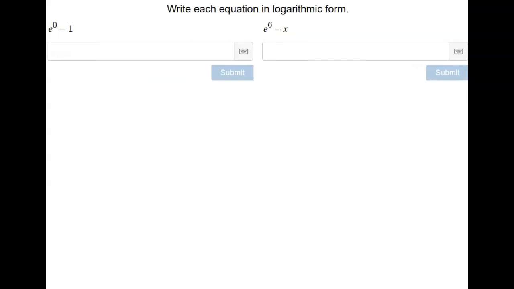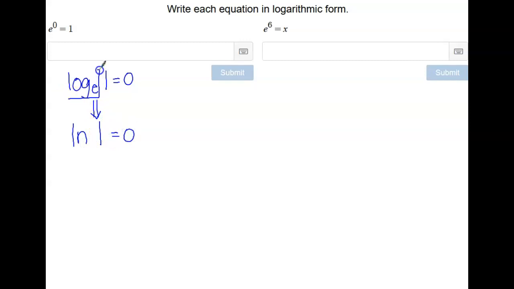Again, write each equation in logarithmic form. So e, anytime that you see an e, you can rewrite it like this at first. So log base e of 1, remember these two trade places, of 1 is equal to 0. Now, the preferred way to write this would be ln of 1 is equal to 0.